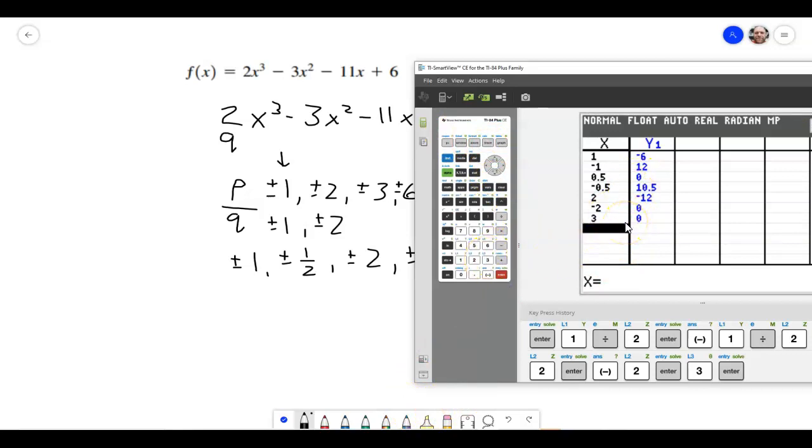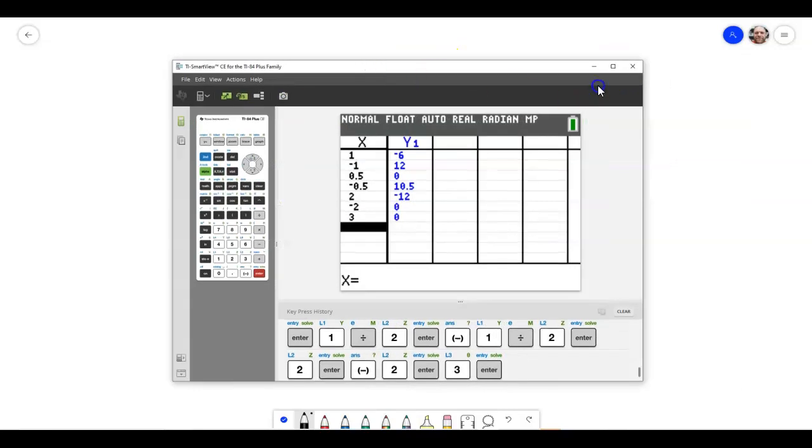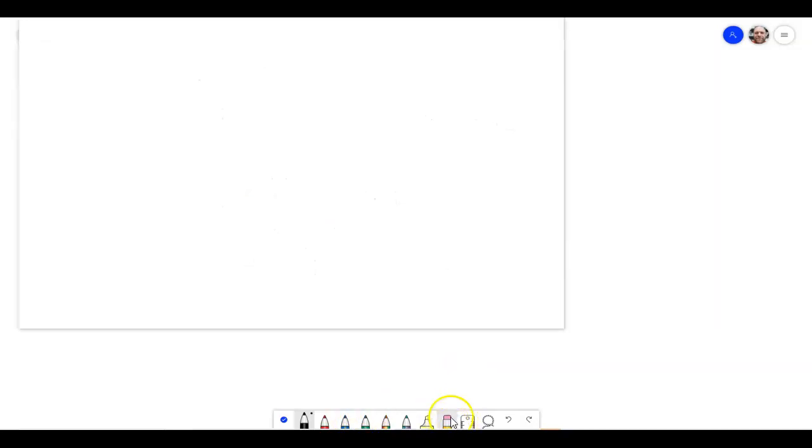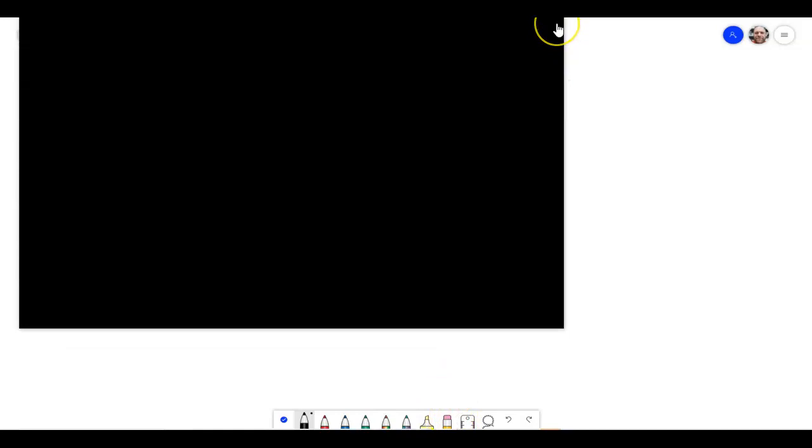Now remember, this is a third-degree polynomial, so we can only have up to 3 roots. So really, that's kind of the answer to the question. Those are our 3 roots, and we found them all by using the rational root theorem and then plugging it into the equation. But let's just say we found one of them and we want to find the other 2.